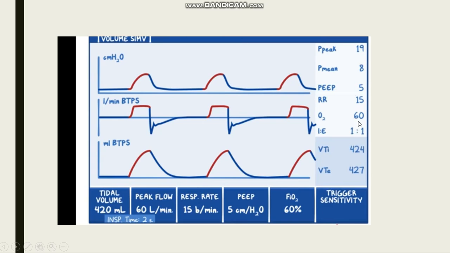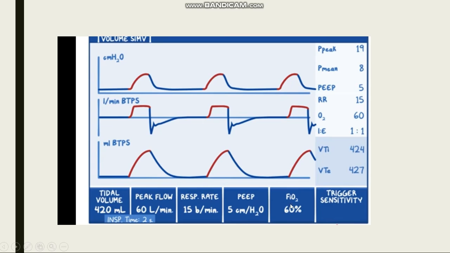This is a typical setting screen of volume sensitive intermittent mechanical ventilation. Here we have already set a tidal volume of 420 milliliters, a peak flow rate of 60 milliliters per minute, and a respiratory rate of 15 breaths per minute. Positive end pressure is the pressure inside the lungs after a complete expiration. Here we have set it at 5 centimeter water. In a normal person, it's from 3 to 5. Since patients who are under trauma usually need ventilation, we set it at 5 centimeter water.